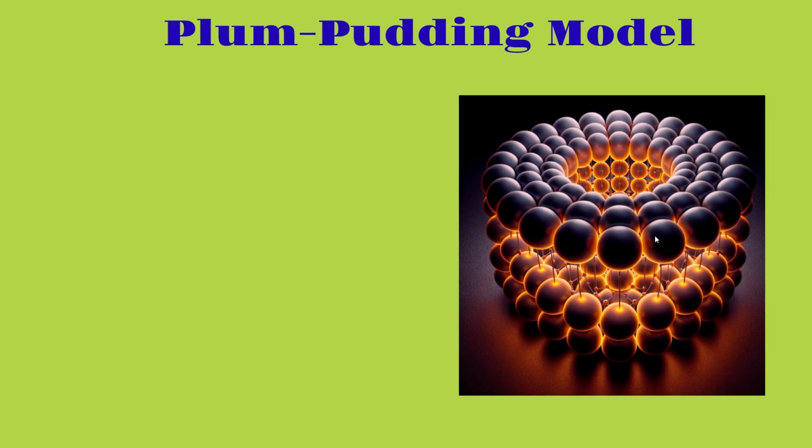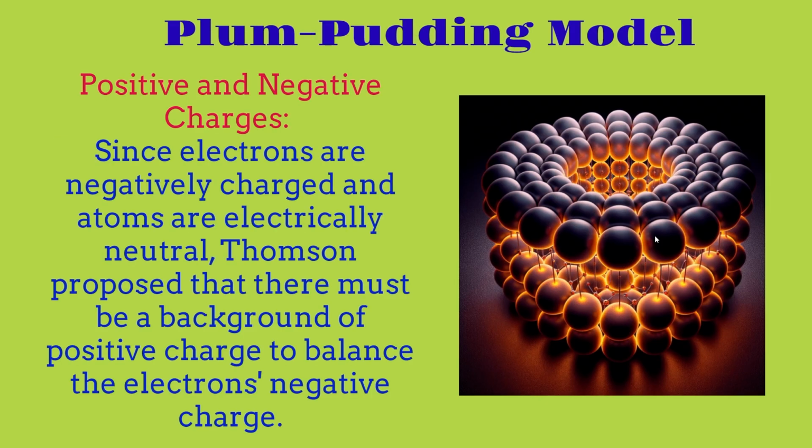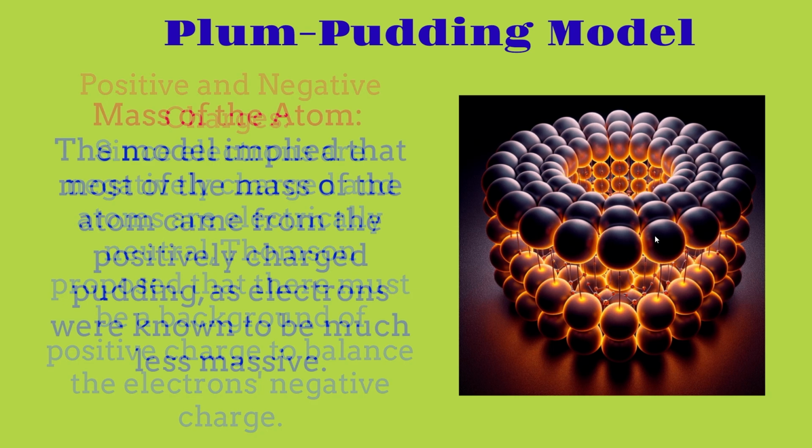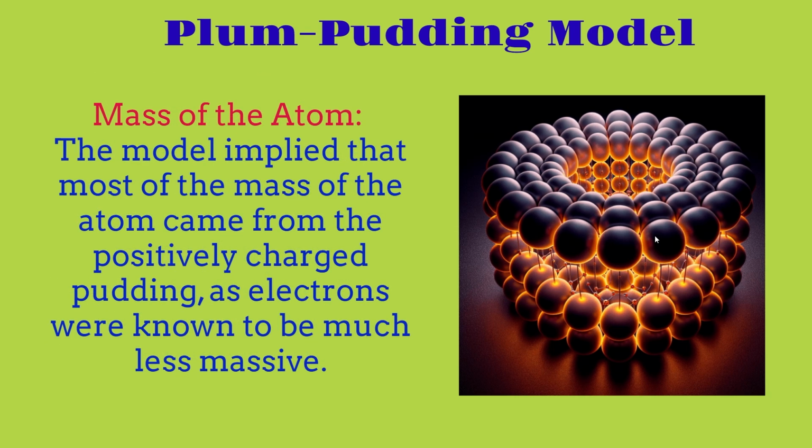And furthermore, inside of the Plum-Pudding Model, positive and negative charges. Since electrons are negatively charged and atoms are electrically neutral, Thomson proposed that there must be a background of positive charge to balance the electrons' negative charge. And that's when he decided to create the Plum-Pudding Model like that. Also, for the mass of the atom, the model implied that most of the mass of the atom came from the positively charged pudding, as electrons were known to have less mass. So J.J. Thomson already knew that electrons had less mass, so he believed that everything else was the positive charge.